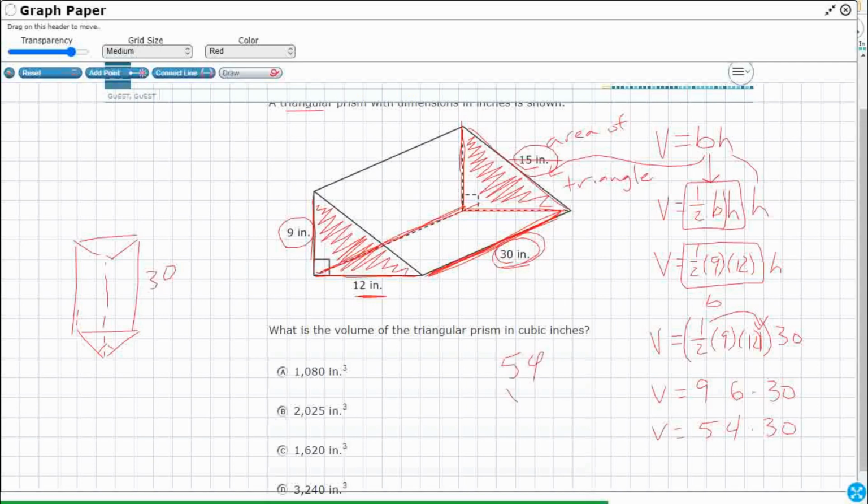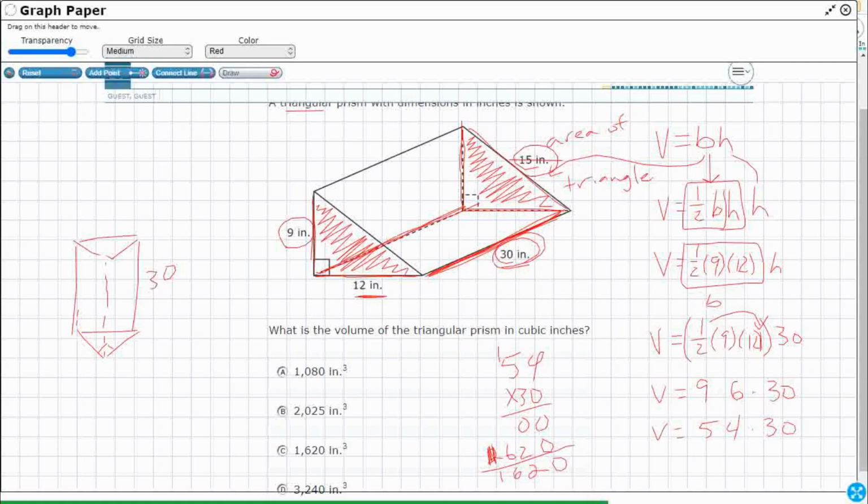So 54 times 30. 4 times 3 is 12, 15, 16. And there we go, we have that answer there.